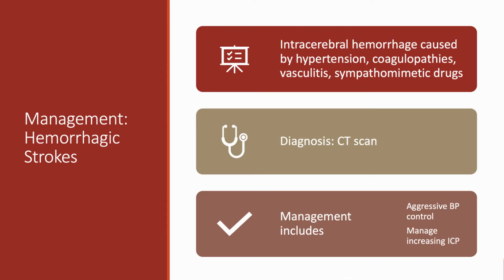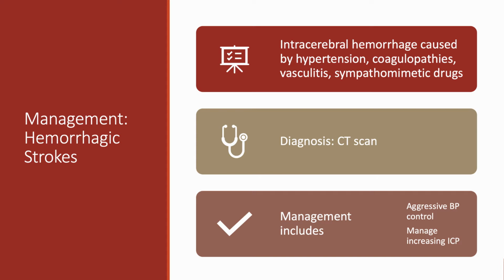Now let's talk about hemorrhagic stroke. So that was all ischemic strokes. Now we're going to talk about hemorrhagic stroke. We make this diagnosis by CT scan, right? We can see bleeding into the brain with very little time between the onset of symptoms and when they get to the emergency room.